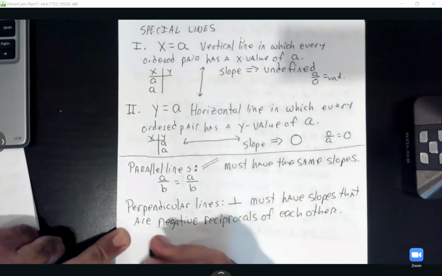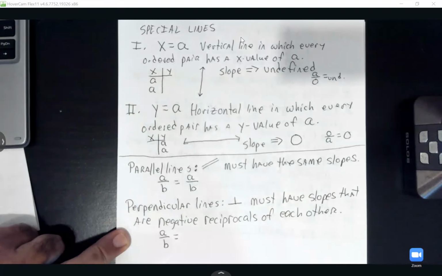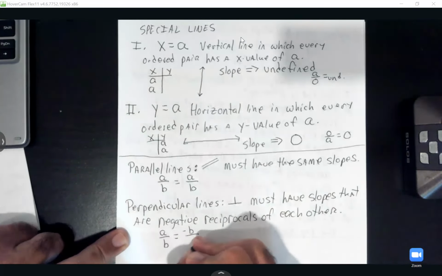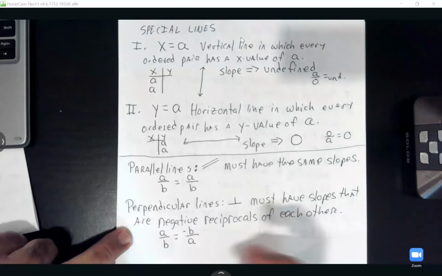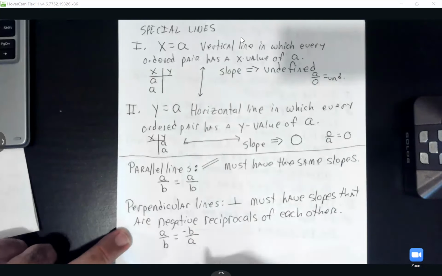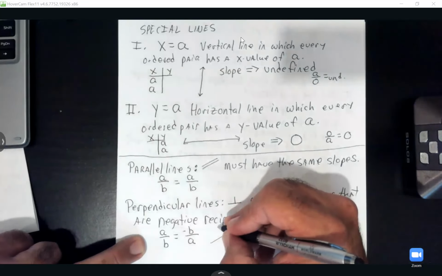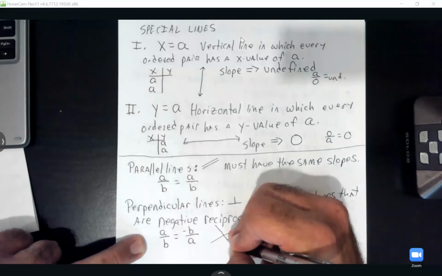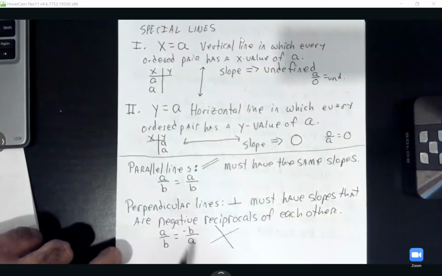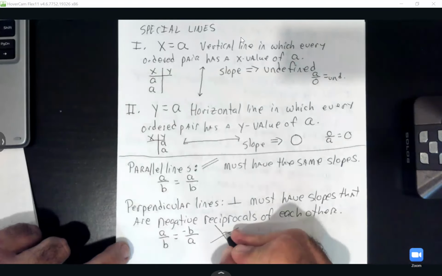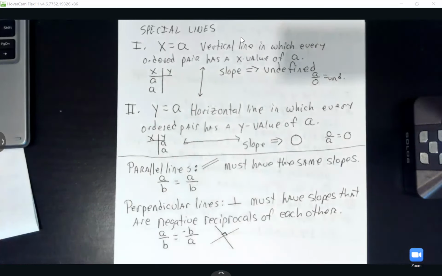So what I mean by that, if one slope is a over b, a negative reciprocal would be a negative b over a. So basically, you're flipping the fraction and making it negative. That means one of my lines can go uphill, and the perpendicular line will go downhill. Okay, so one uphill, one downhill. And notice they make a 90-degree angle where they intersect.